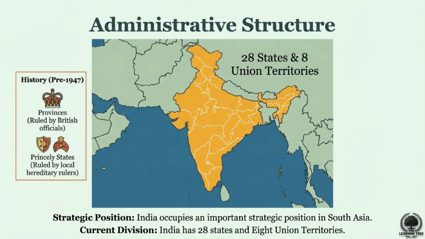In the modern political context, India holds a strategically important position in South Asia. At present, the country is divided into 28 states and 8 union territories. Before independence in 1947, India consisted of British provinces ruled directly by officials appointed by the Viceroy. Alongside these were princely states governed by hereditary rulers who accepted British authority in exchange for autonomy. This historical background shapes modern political boundaries.